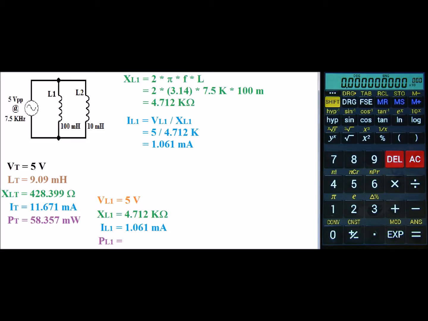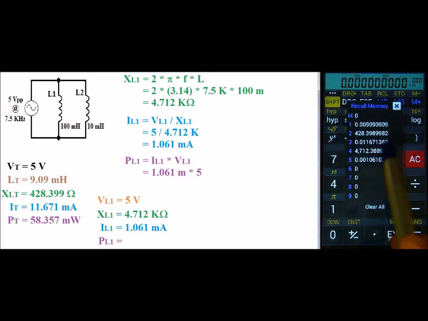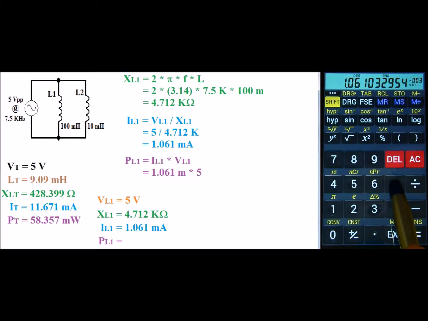Finally, we have the power of L1. The power of L1 is equal to IL1 times VL1. So 1.061 milli times 5. So recall the value and multiply it times 5. And we have a power of 5.305 milliwatts.